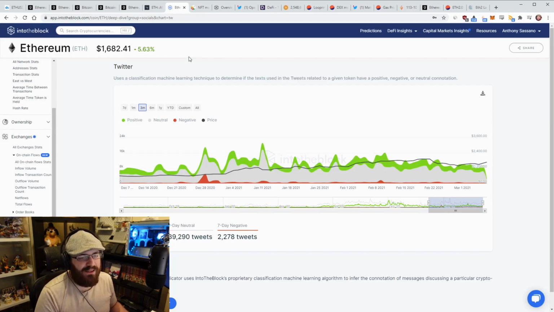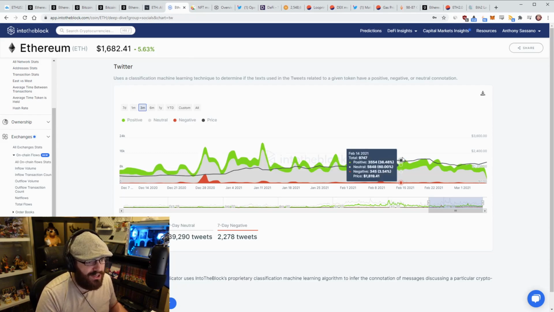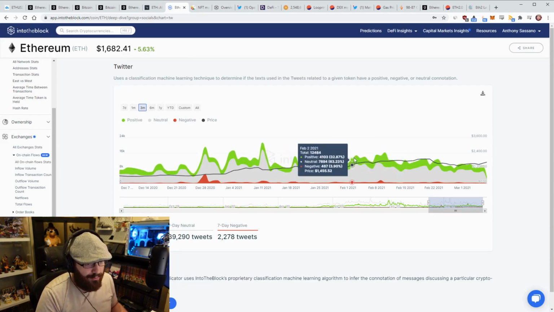and that's basically this metric from Into the Block that measures Twitter sentiment, which I thought was pretty cool, because it's not the Ethereum network on-chain, it's just sentiment in general, and they classify tweets as positive, neutral, or negative, and they follow the price here. So as you can see here, during February, we were pretty heavy on the positive tweets. There was about 33% positive, 63% neutral, and only 4% negative.